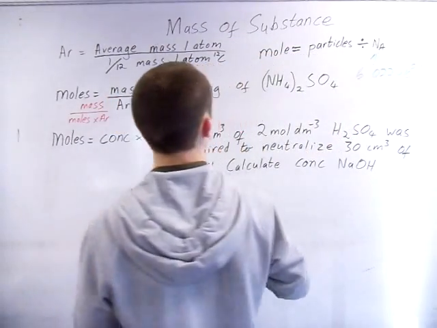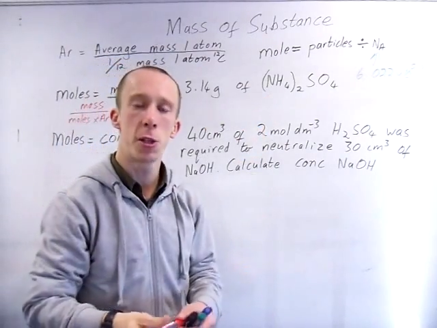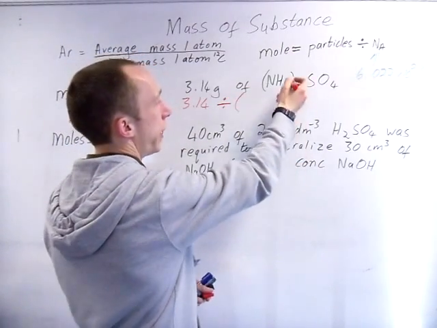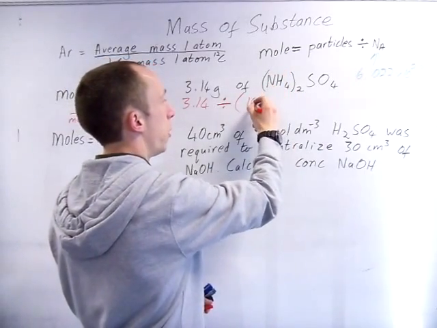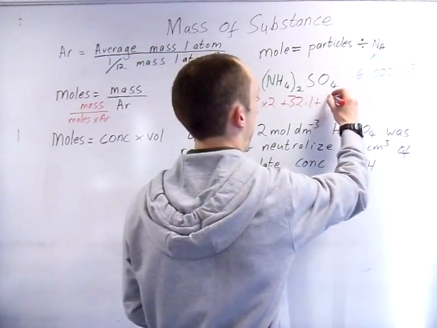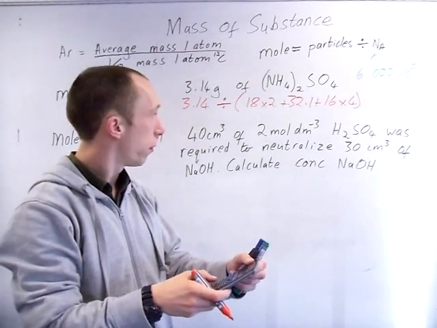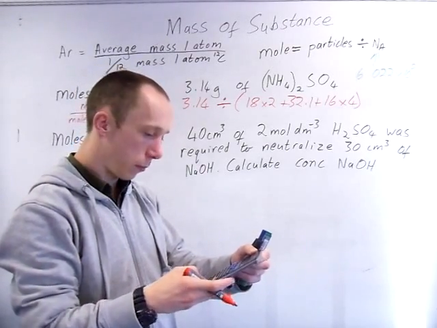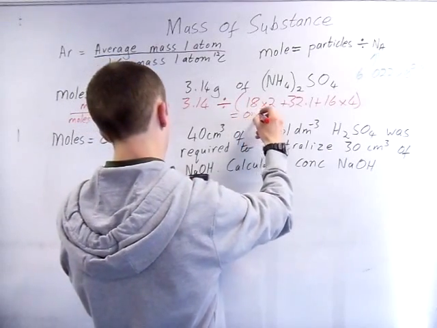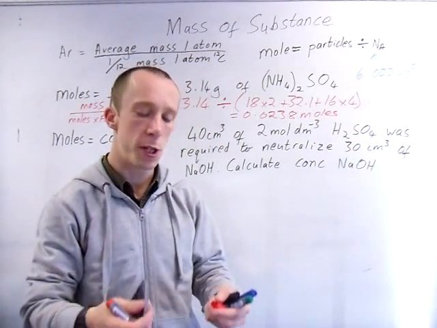Nice and easy. So an example here, if I've got 3.14 grams of the ammonium sulfate, then I'm going to do mass divided by the formula mass of this. So I need to work it all out. So I've got 18 in here. Remember to multiply everything in the brackets by 2. Plus sulfur, 32.1. Use the decimals on your periodic table. And then the 4 oxygens. So if you do that, you will get 0.0238 moles, 3 significant figures.